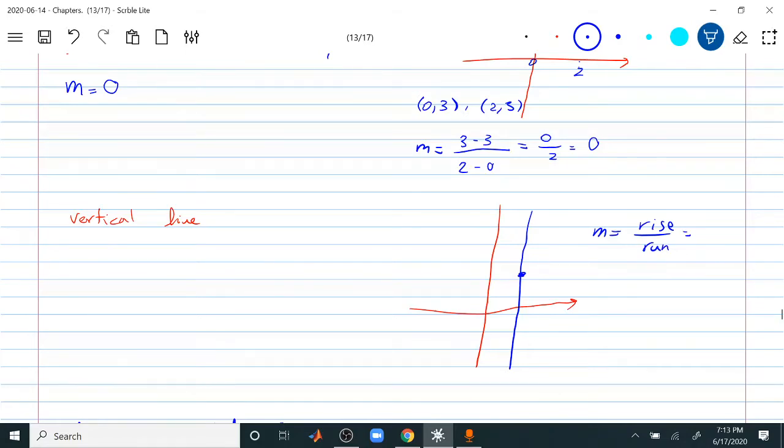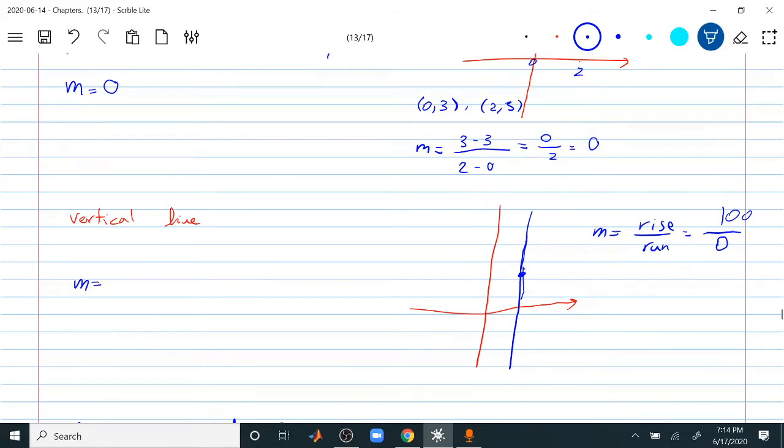What do I know? I know the numerator is possible to change. You can go up or down. I can move up 2 units. I can move down 1 unit. But I will never move left or right. So the denominator is always 0. The numerator could be 1, 10, 100. Doesn't really matter. So when the denominator is 0, you have an undefined fraction.